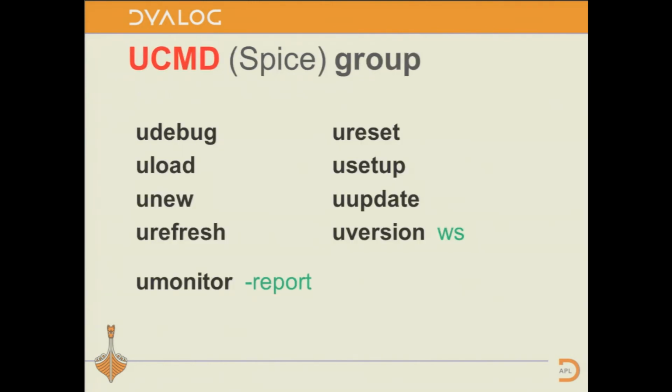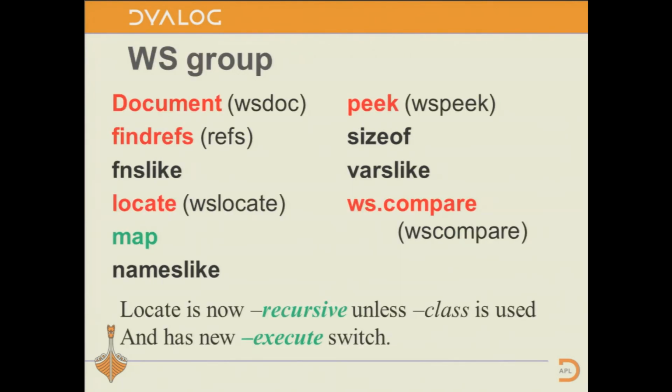The user command groups themselves haven't changed. You can debug, you can enter debug mode, you can load a user command, you can create a new user command, you can refresh your workspace with all the new code that you had. You can reset your cache, you can have a setup so that when you start the user command, something happens. And if you want to get the latest user commands, you can do update, which will go out on the server, get you the latest user commands, and bring them back into your system. And version will tell you which version you're running, so that hasn't changed.